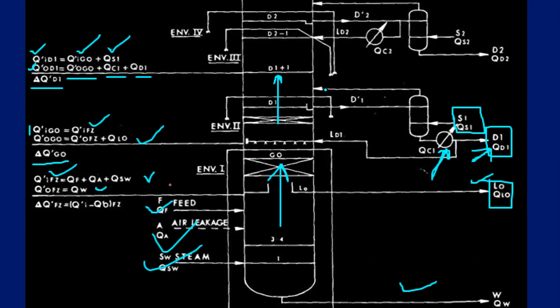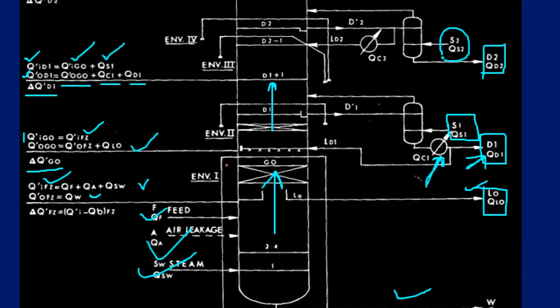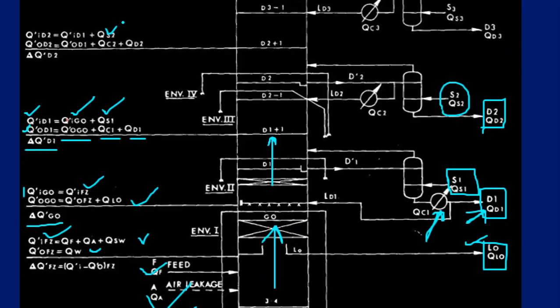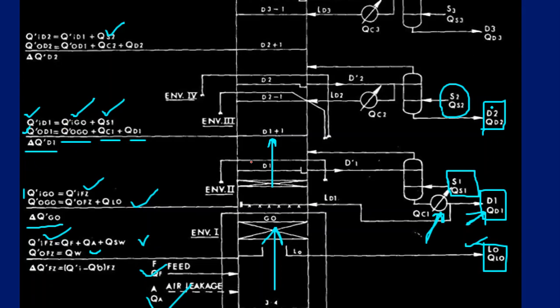Similarly, we can go for the energy balance up to the D2. So very simple, the only stream that is going inside is S2, so you have to add that information here, S2. And there are two energies leaving, one is D2, so QD2 energy content, one is QC2, that is the condenser. So you can add in the leaving section, and then again calculate the delta Q dash D2.